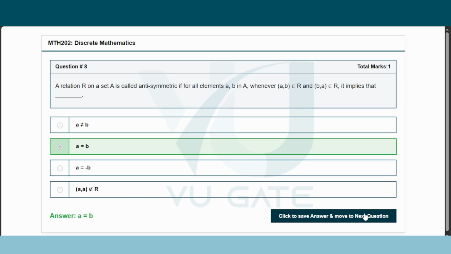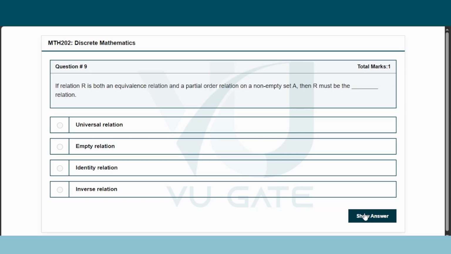Question number 9. If relation R is both an equivalence relation and a partial order relation on a non-empty set A, then R must be the blank relation. The correct answer is identity relation.